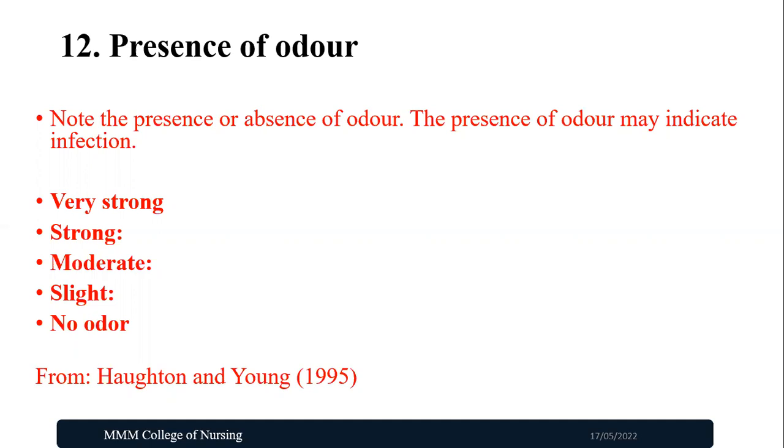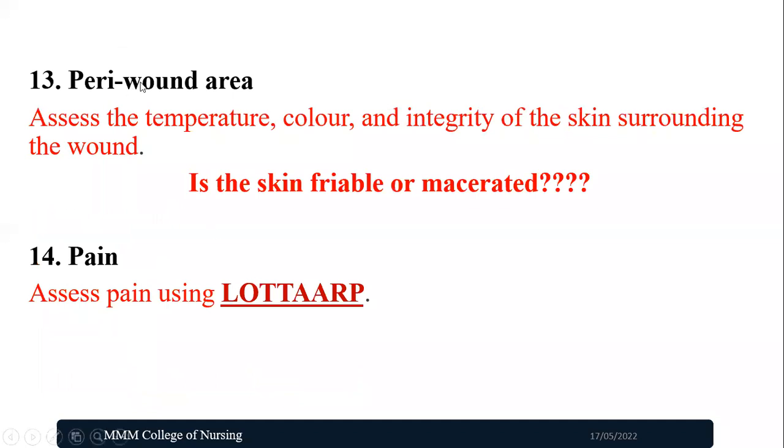The next component of wound assessment is the peri-wound area. That means the area which is around the wound also needs to be assessed. The area around the wound should be assessed for temperature, color, integrity of the skin. We need to consider, is the skin friable or macerated when assessing the peri-wound area. The next component is the pain.